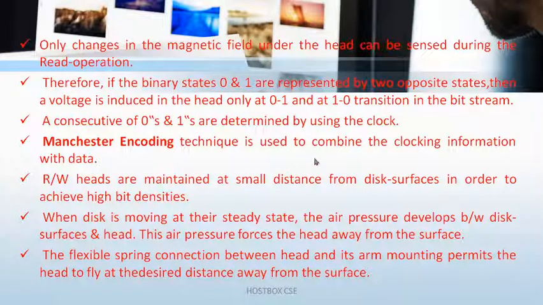It is used to combine the clocking information with the data, and also the read-write heads are maintained at a small distance from the disk surfaces in order to achieve high bit densities. When the disk is moving at a steady state, air pressure develops between the disk surface and the head. This air pressure forces the head away from the surface, and the flexible spring connection between the head and its arm mounting permits the head to fly at the desired distance away from the surface.